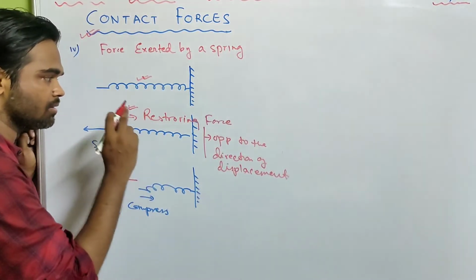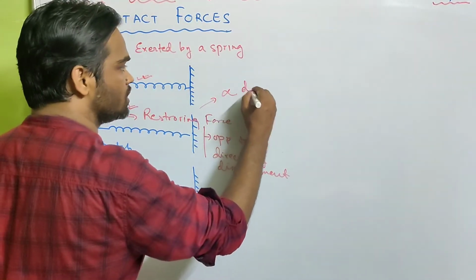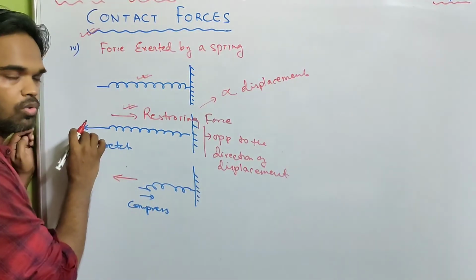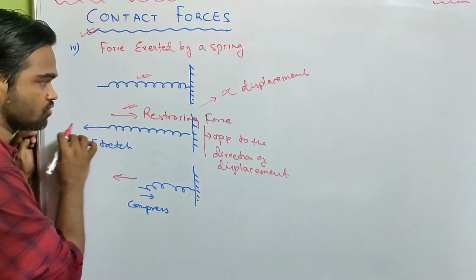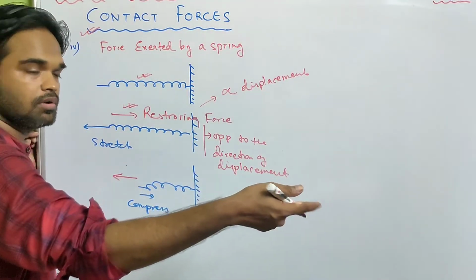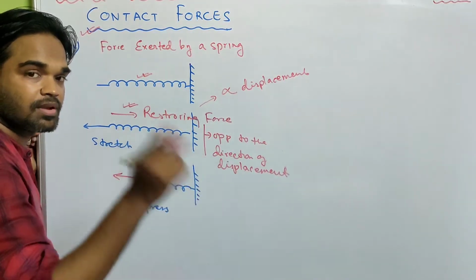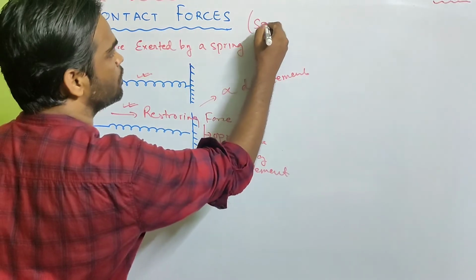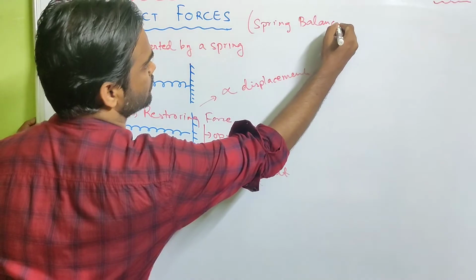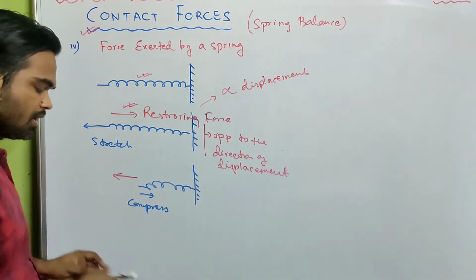Am I clear? And the magnitude of the restoring force is directly proportional to the displacement, which means if you stretch more, if the displacement is more, then the magnitude of the restoring force will be more. If you stretch less, then the restoring force will be less. A spring balance works on this principle only. Am I clear what is restoring force exerted by a spring? Take one more example.